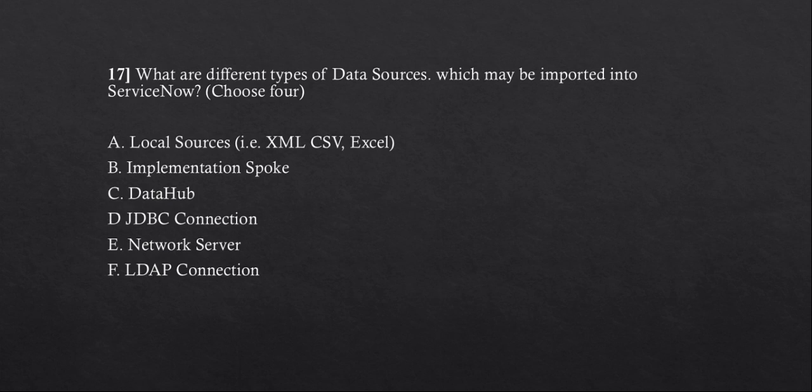Next question. 17. What are different types of data sources which may be imported into ServiceNow? Choose 4. A. Local sources, i.e. XML, CSV, Excel. B. Implementation spoke. C. Data hub. D. JDBC connection. E. Network server. F. LDAP connection. Answer: A, C, D and F.